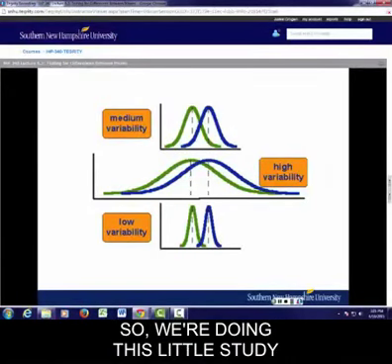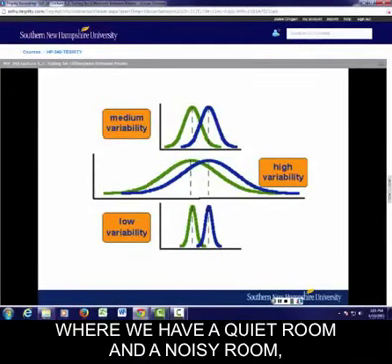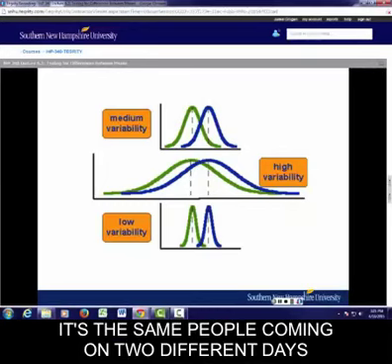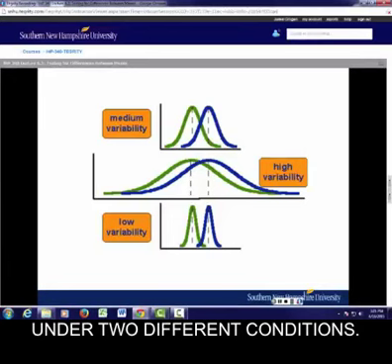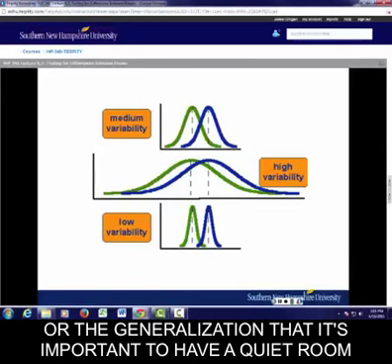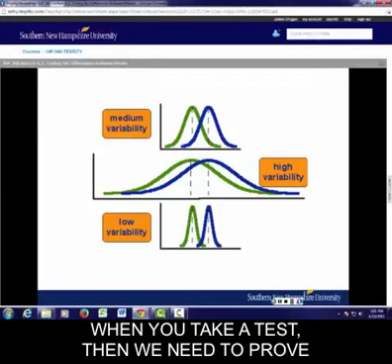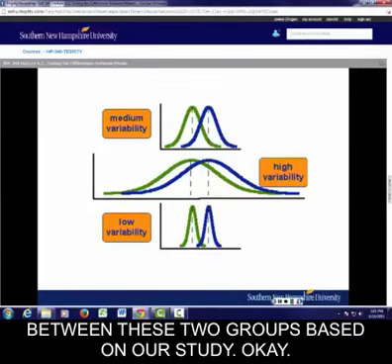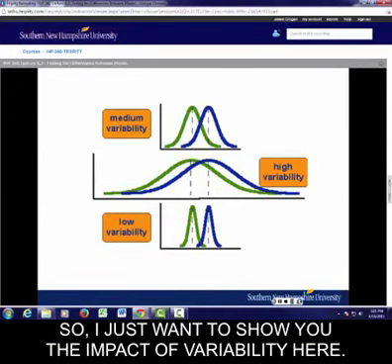So we're doing this little study where we have a quiet room and a noisy room, and they're taking a test. In the case I described, it's the same people coming in on 2 different days under 2 different conditions. If we want to make the inference or the generalization that it's important to have a quiet room when you take a test, then we need to prove that there is a statistically significant difference between these two groups based on our study.